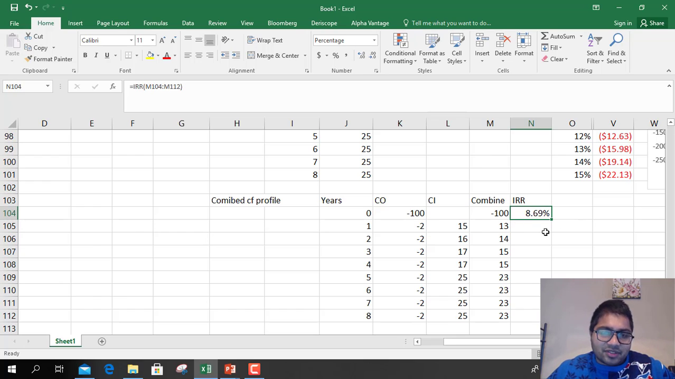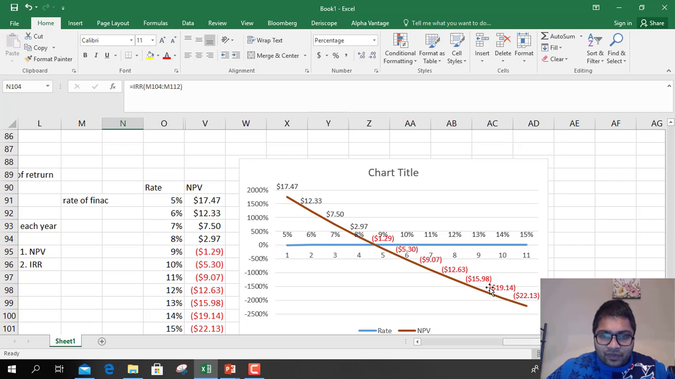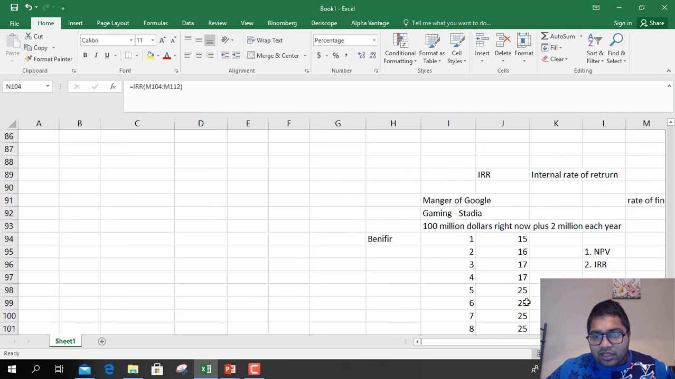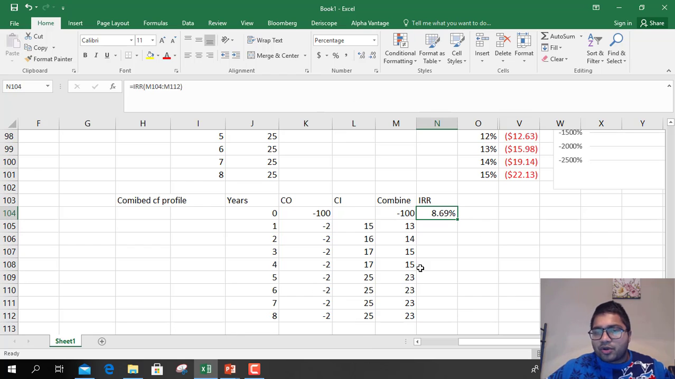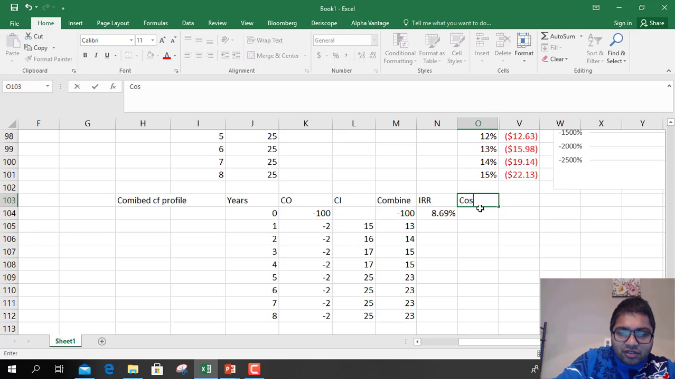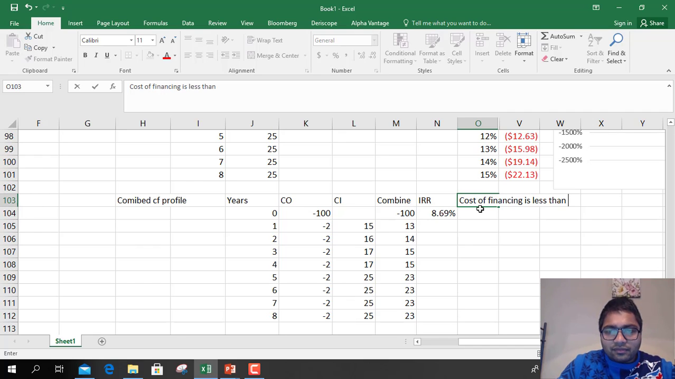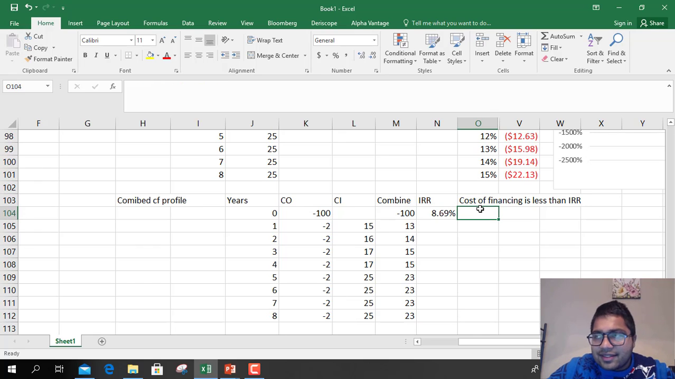So what is 8.69%? 8.69% is the rate at which NPV becomes 0. It is nothing but the rate generated by this project. So when would you accept this project? You would accept this project if the cost of financing this project is less than IRR. If the cost of financing this project is less than IRR, you would accept this project, otherwise you would reject it.